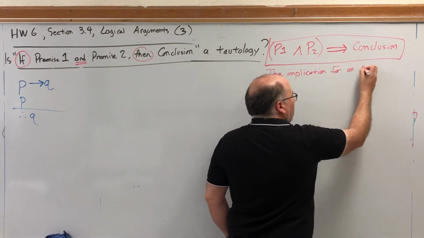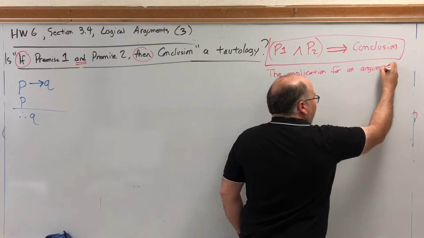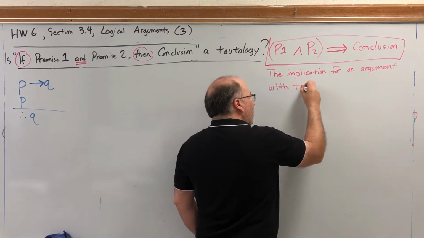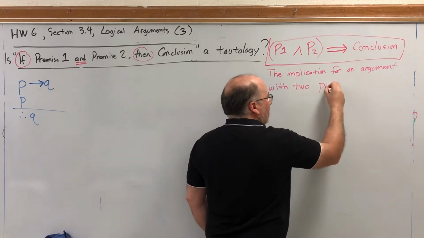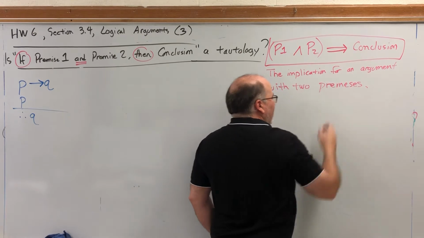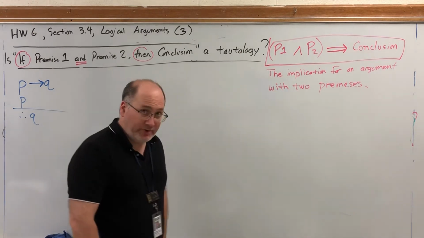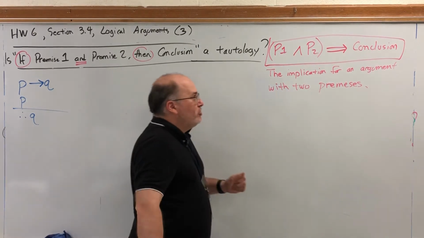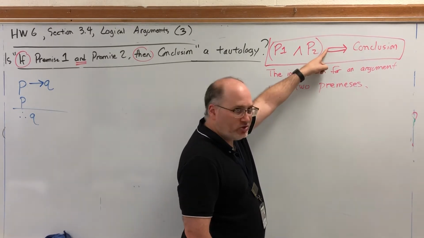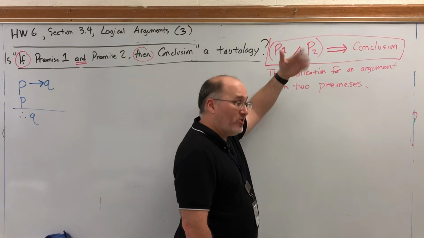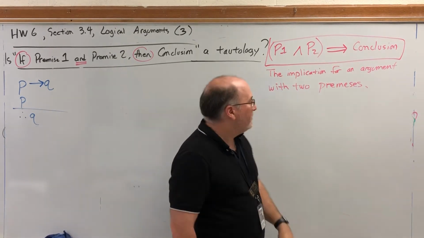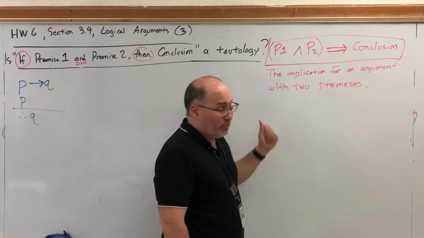for an argument, and specifically an argument with two premises. Implying that there can be arguments with more than two premises. It wouldn't change much. You would just put another conjunction and then premise 3. And if necessary, another conjunction and then premise 4. We won't go beyond 3, and we'll rarely go beyond 2 premises.